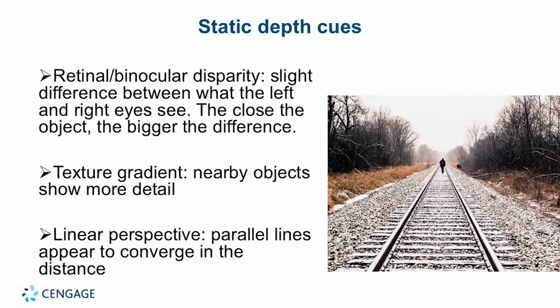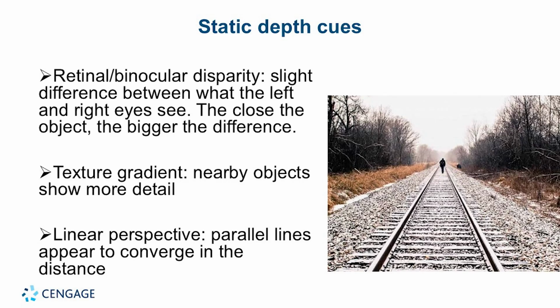Another cue that it can use is the texture gradient, where you will be able to see much finer details in things that are closer to you. So if you were to look around the objects that surround you, you can see much finer details as opposed to things that are further away, and your brain will take that to be an indicator of how far or close things are to you.